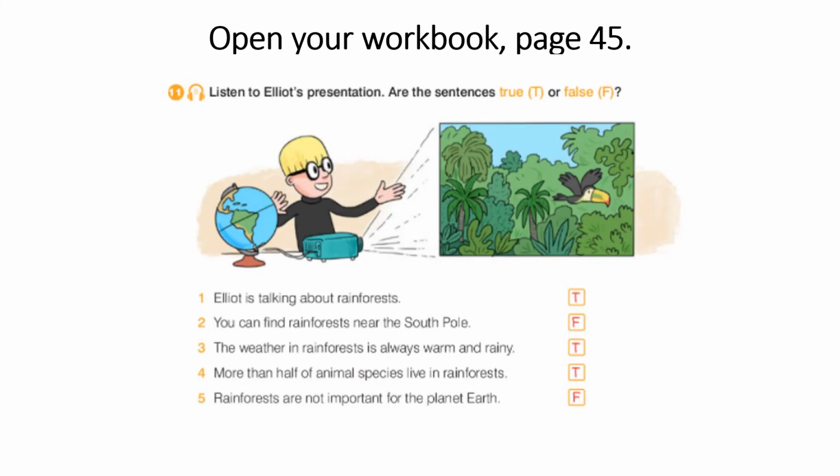Okay, so these are the sentences. Elliot is talking about rainforest. True. You can find rainforests near the South Pole. False. The weather in rainforests is always warm and rainy. True. More than half of animal species live in rainforests. True. Rainforests are not important for the planet Earth. False. So the rainforest you can't find near the South Pole, you can find them near the equator.